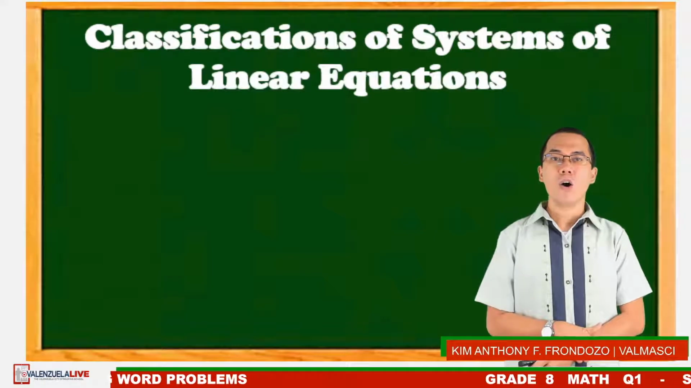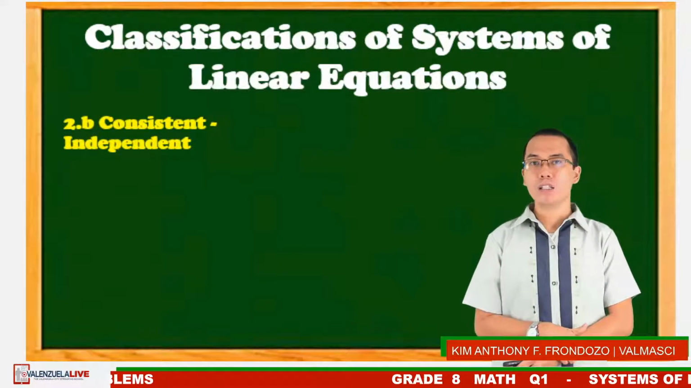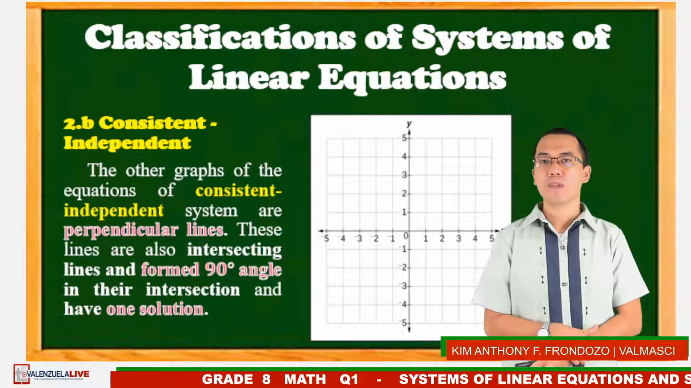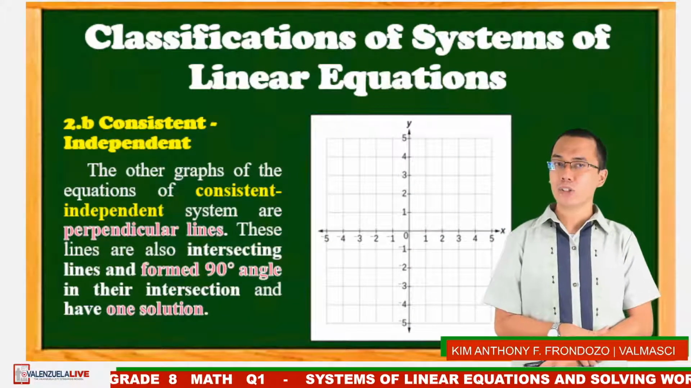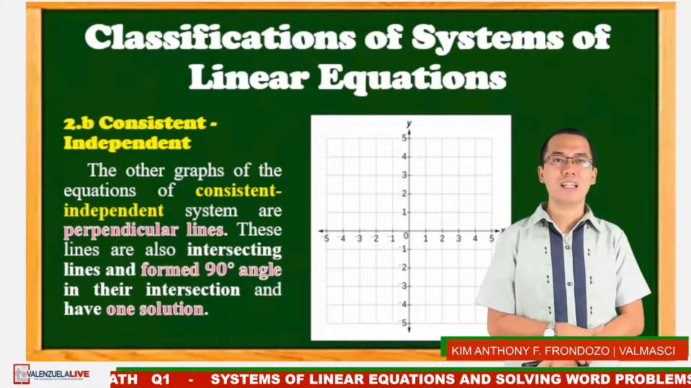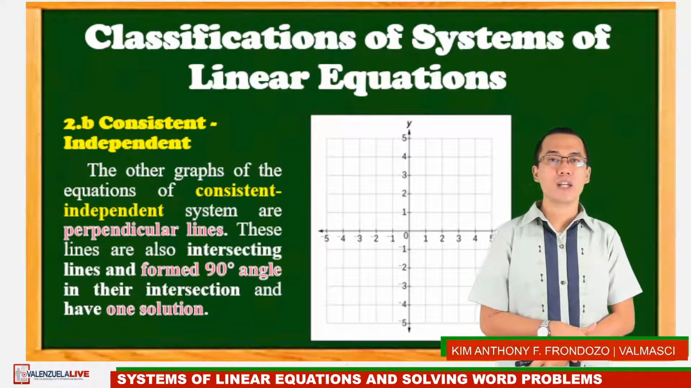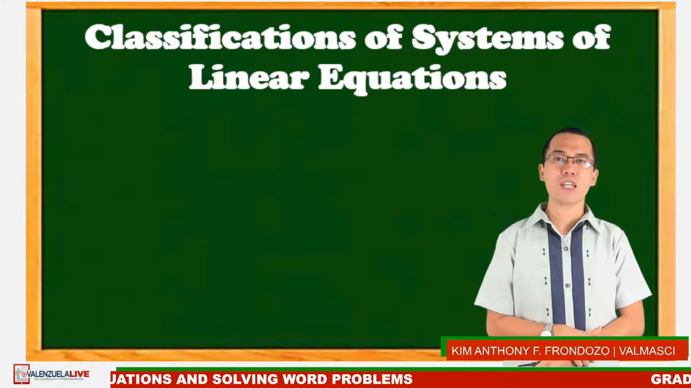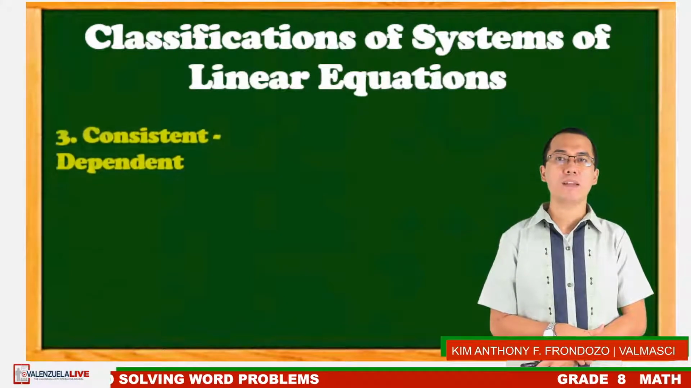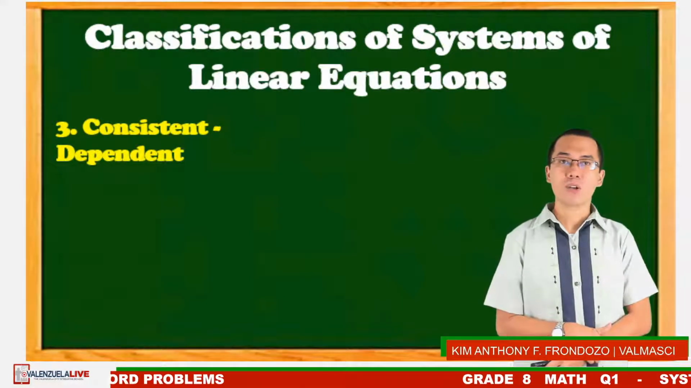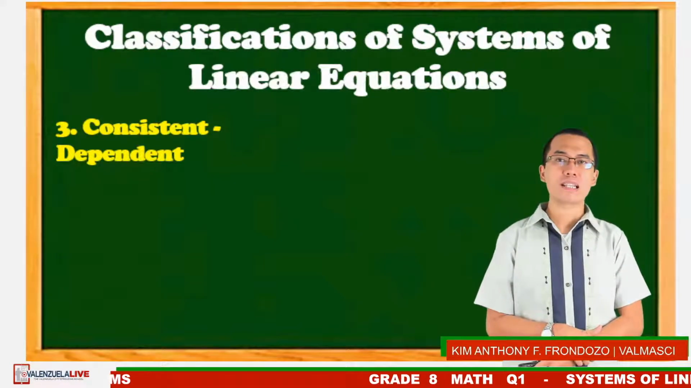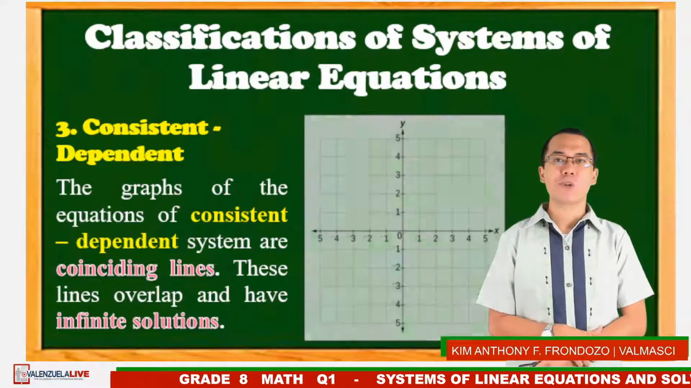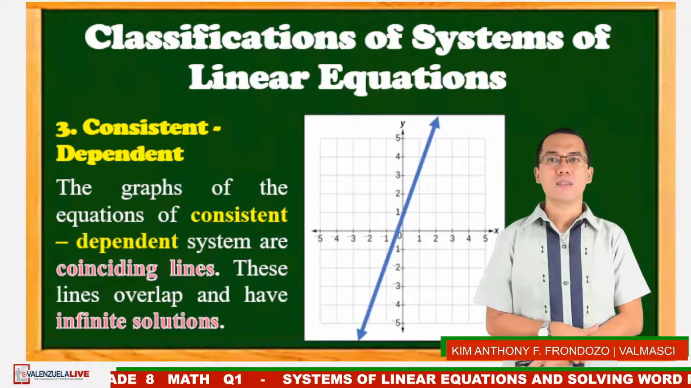Another type of consistent independent is where the graphs of the equations of the system are perpendicular lines. So these lines are also intersecting lines and form a 90-degree angle at their intersection and have one solution. And for the last classification, we have the consistent dependent. So the graphs of the equations of a consistent dependent system are coinciding lines. So these lines overlap and have infinite solutions. So here is an example of consistent dependent.